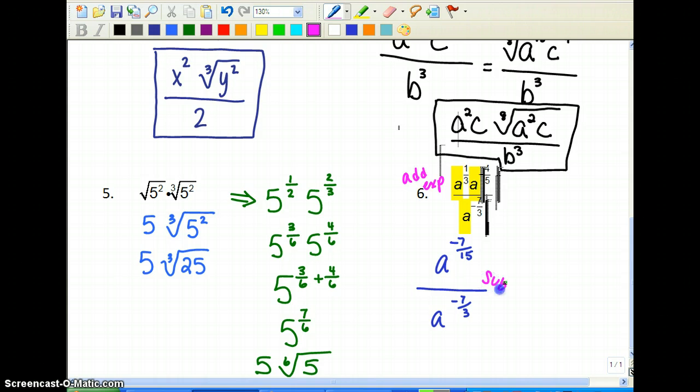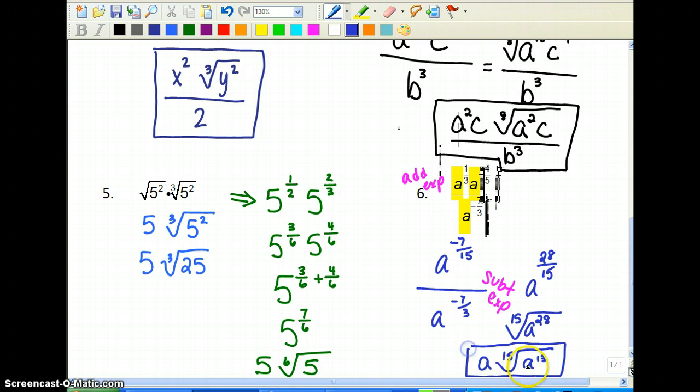Now we want to subtract the exponents. So this -7/15 is still in your calculator. So just hit minus -7/3, change it into a fraction, and you get a to the 28/15. It's positive, so it's on the top. If it were negative, you'd put it on the bottom, and then you'd have more work to do. So that's the 15th root of a to the 28th. Well, 15 goes into 28 one time and leaves us with 13 left over for our final answer.